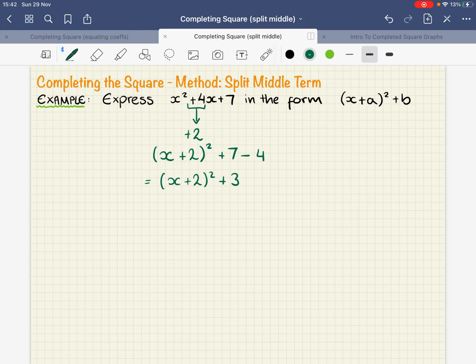So my final answer is going to be x plus 2 squared plus 3 when I do that 7 take away 4. So to reiterate what I did, I took the middle term, halved it. I put that value in the bracket, and it's always going to be an x at the front. So x, then that +2 all squared. My little bit of the 7 at the end is still there. But then I take away this number here squared. So 2 squared gives me 4.